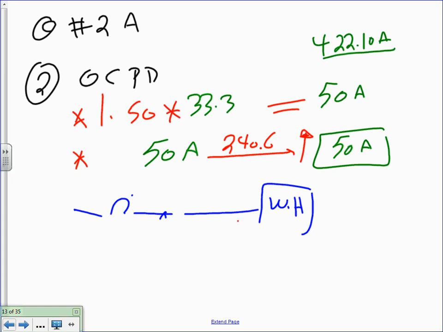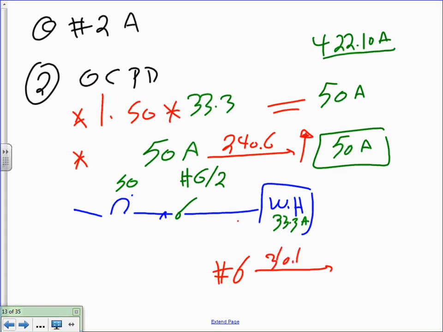Now here's the check that you need to do. I have my 33.3 amps. My overcurrent protection device was 50. My conductor size was number 6-2. Now the only thing I want to check: can a 50 amp breaker protect 6-2 under the 60-degree column? How much current can number 6 carry? 55. Number 6 from 310.15(B)(16) under the 60-degree column is 55 amps.